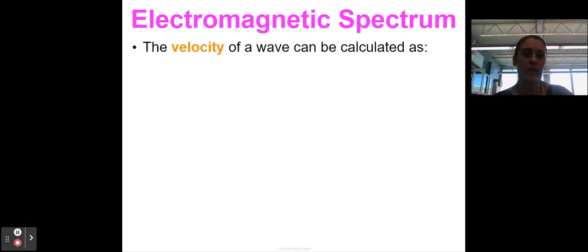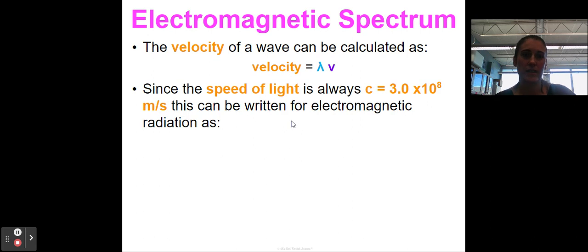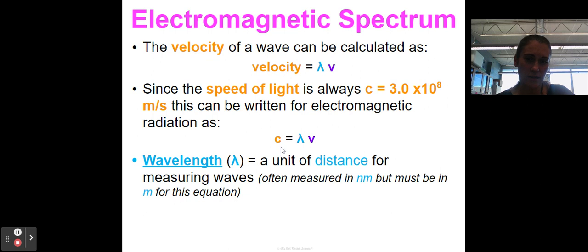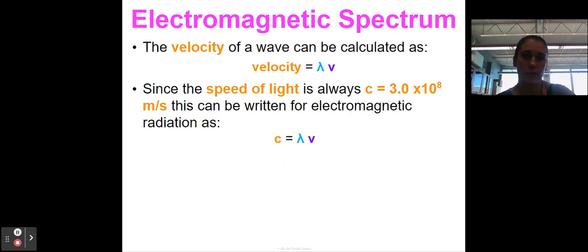Okay, the velocity of a wave can be calculated as velocity equals lambda nu, which, remember, for the speed of light is 3 times 10 to the 8th meters per second. So that can be written for electromagnetic radiation as c equals lambda nu. This is a formula that you should write down. You do not have to memorize it. However, we should know that c stands for speed of light, lambda is wavelength, and nu is frequency. If you know those, you don't have to memorize the formulas. We just need to know what the variables stand for.